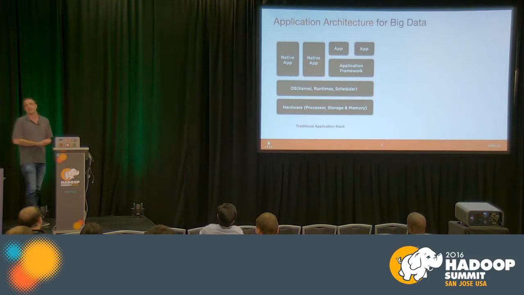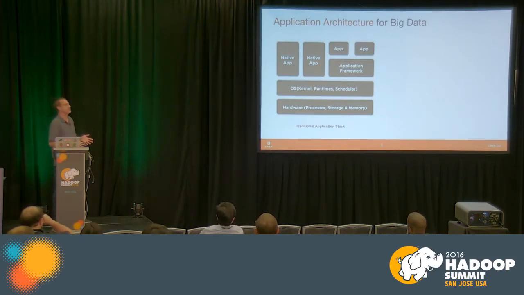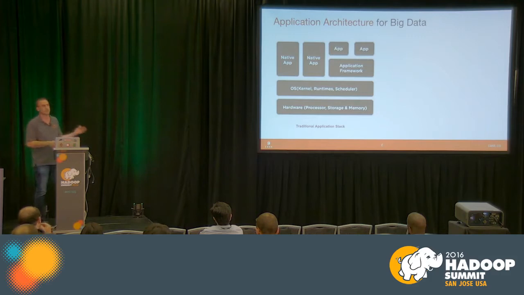Now to look a little bit at analogy, right? This is a traditional application architecture, right? You have your hardware. This was typically a scale-up type of hardware. You'd have your operating system. You have some set of native applications written directly on the OS.